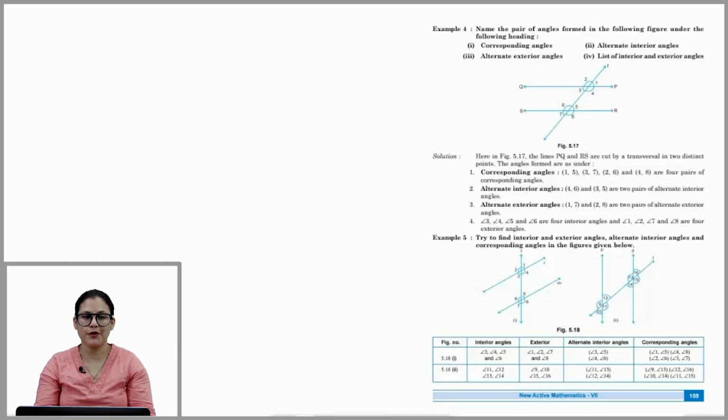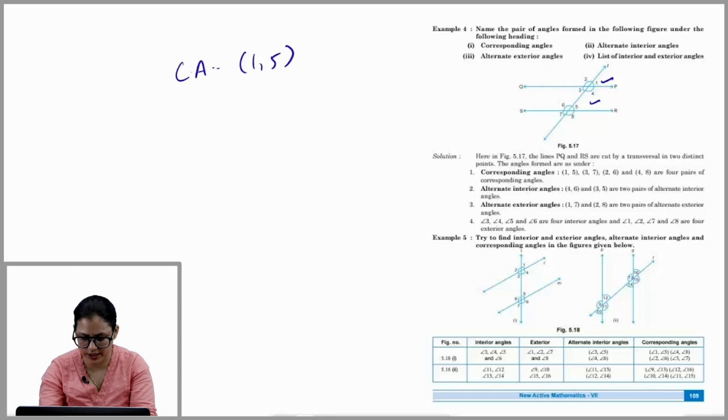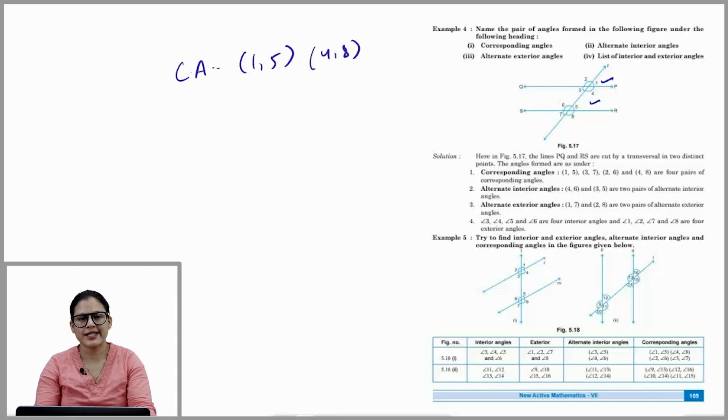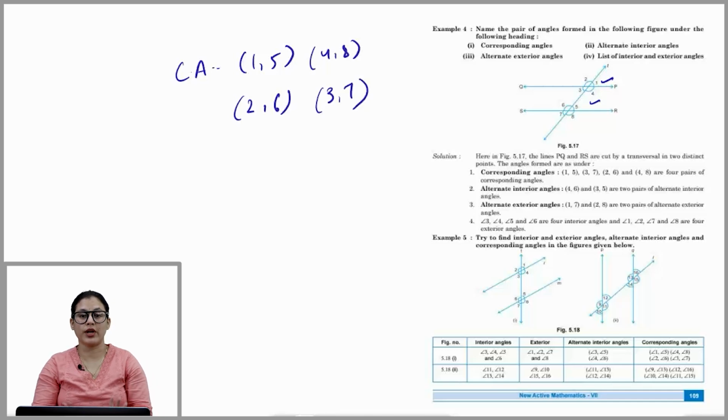Let's do example 4. Name the pair of angles formed in the following figure under the following headings: corresponding angles, alternate interior angles, alternate exterior angles, and list of interior and exterior angles. So corresponding angles. Which are the corresponding angles? Angle 1 and 5, then 4 and 8. Next we have angle 2 and 6, and then we have 3 and 7. So these are the pairs of corresponding angles.